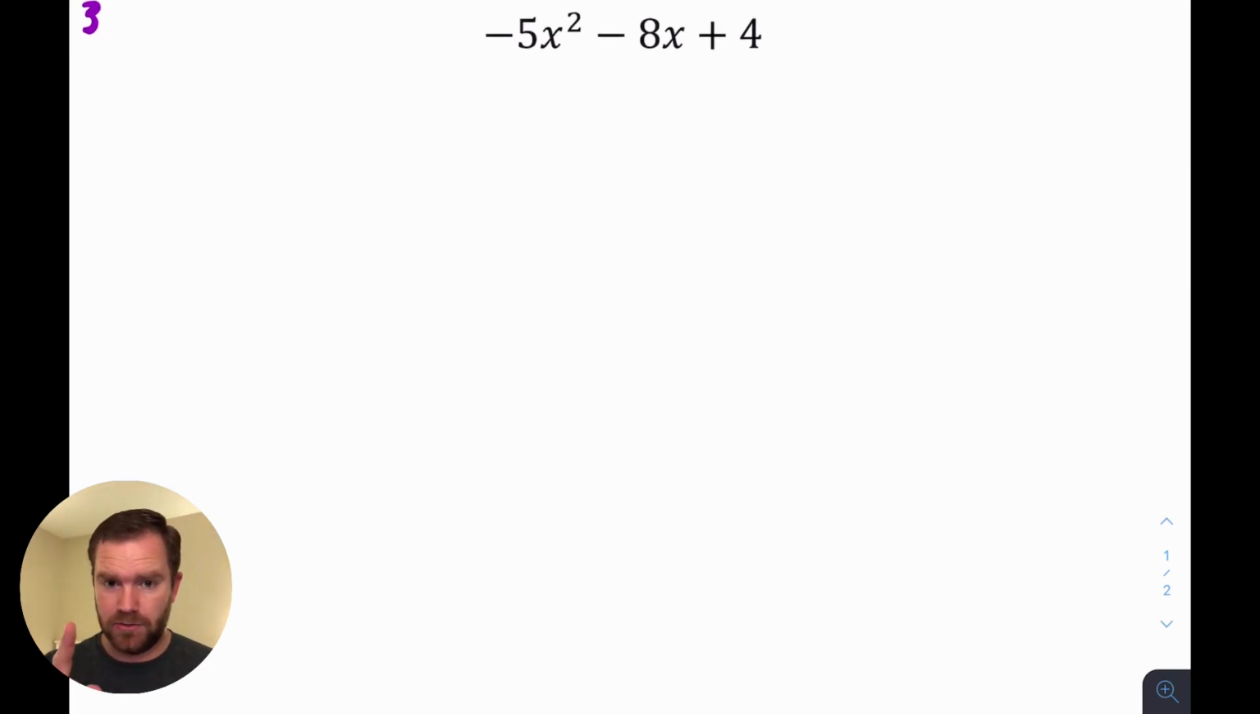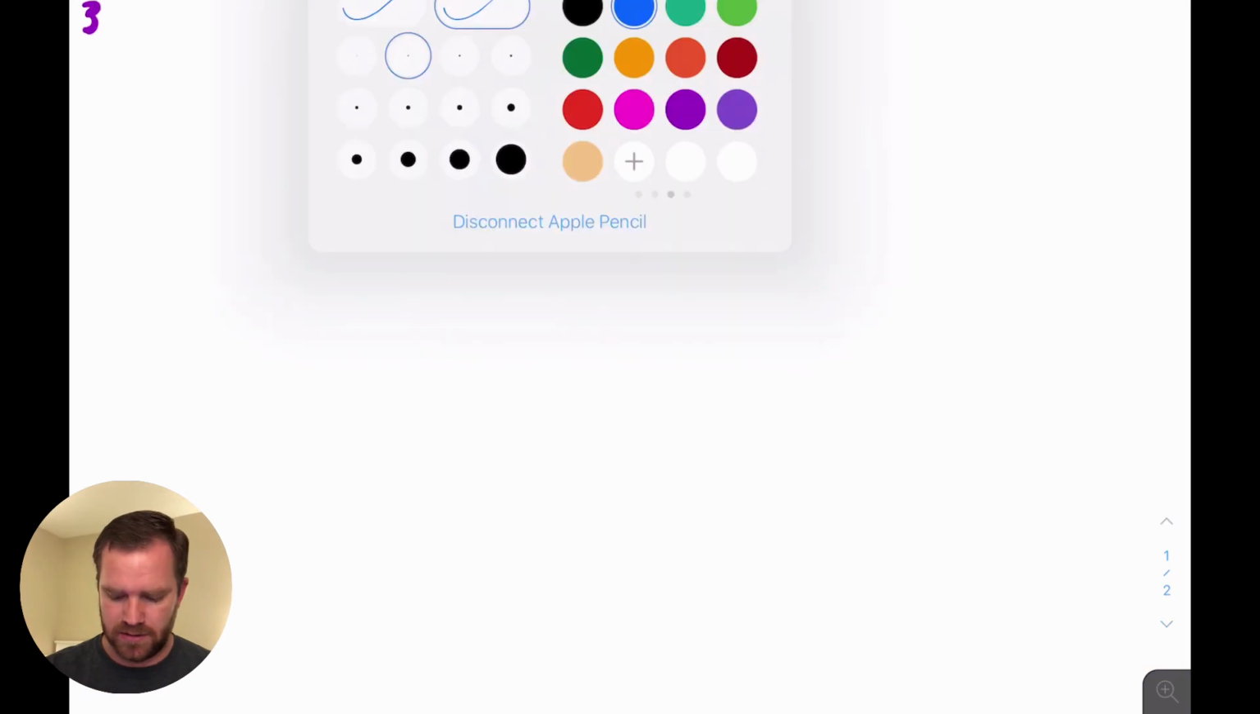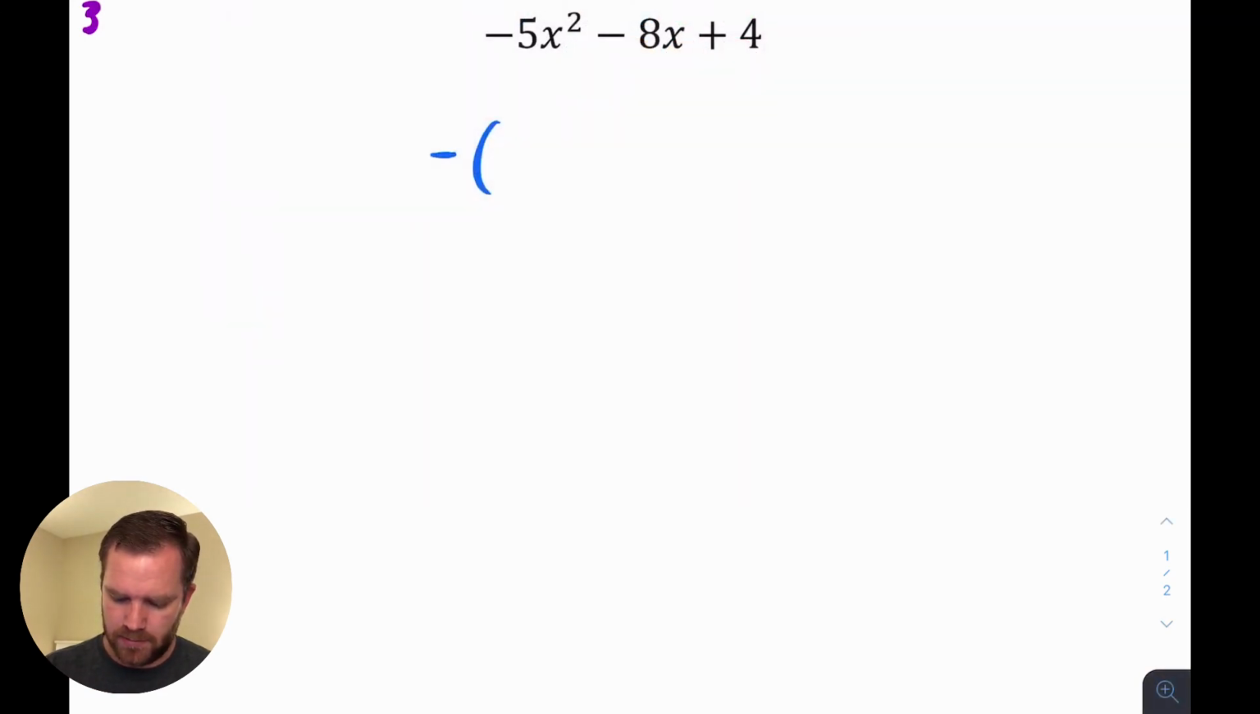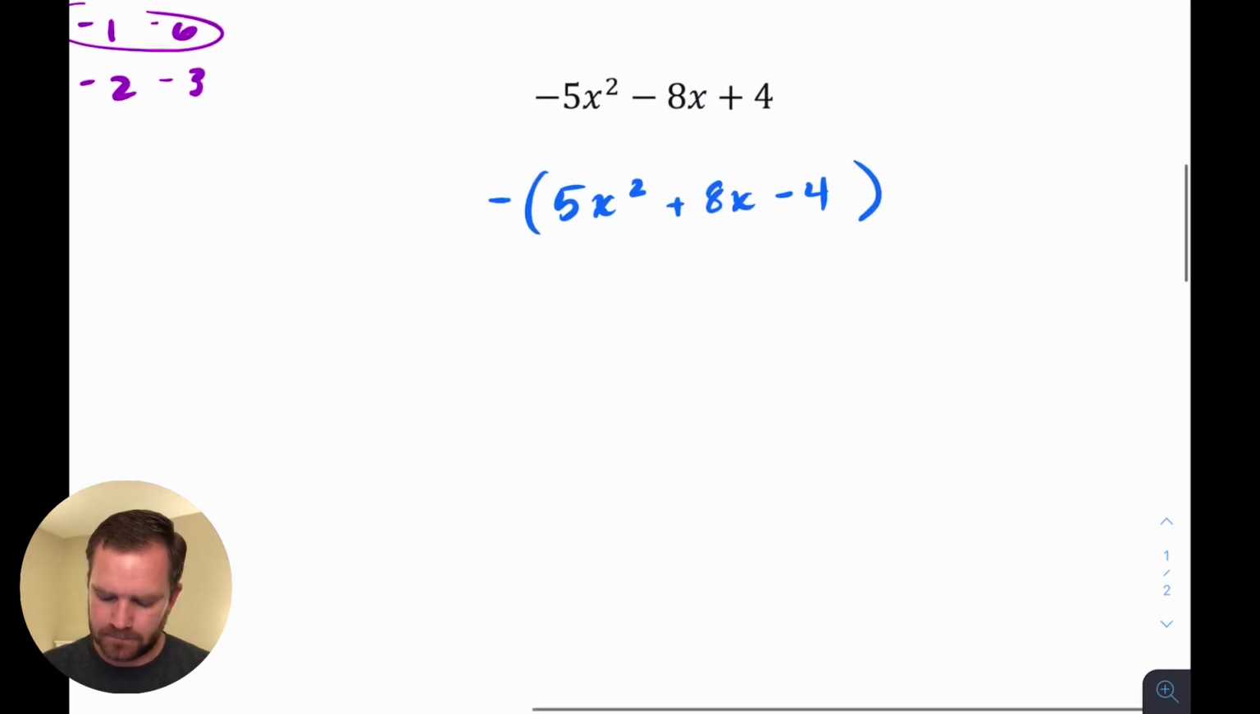So the first thing we want to do is take out the negative. If I factor out a negative, what does that do? Well, it basically changes all of the signs. So if I pull out a negative, all of our signs change like this. So we have negative parentheses 5x squared plus 8x minus 4.